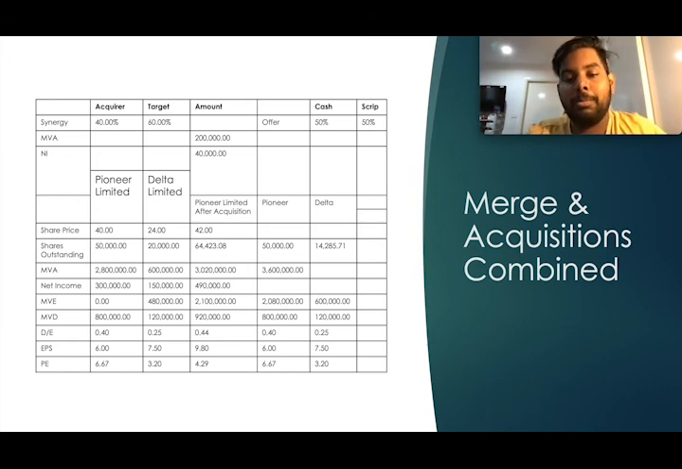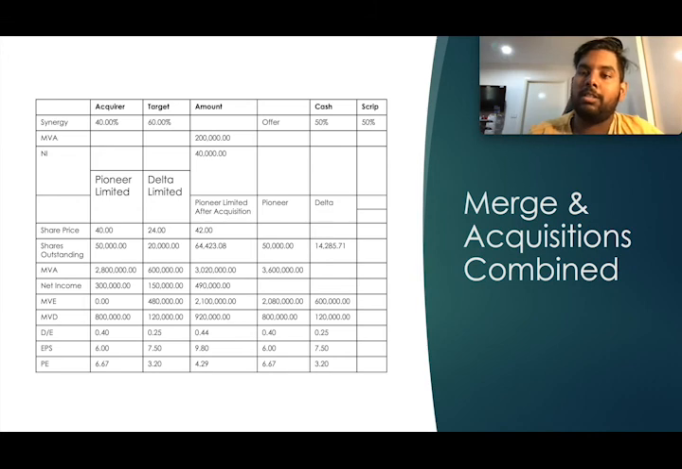For Pioneer Limited, market value of assets is 3.6 million, market value of equity is 2.08 million. Market value of debt is 800,000, debt to equity ratio at 0.4, earnings per share at 6, and price earnings at 6.67. For Delta Limited, shares outstanding is at 14,285.71.